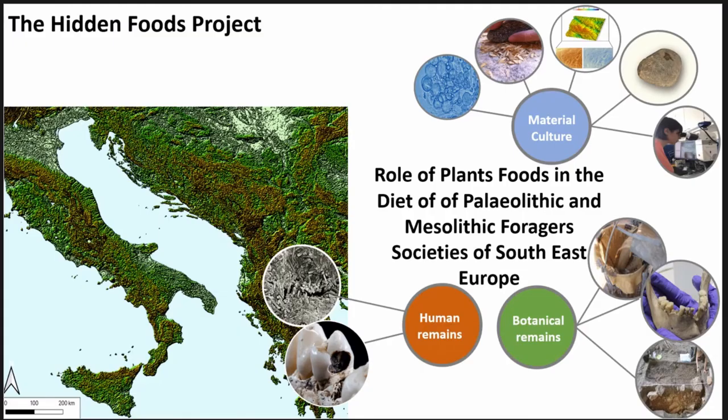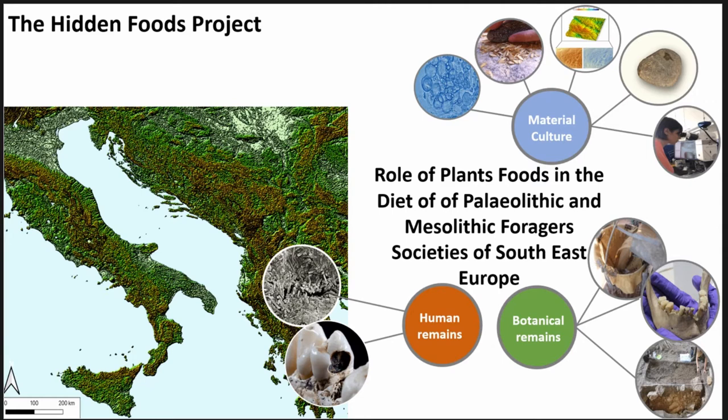The methodology I'm going to present to you has been developed as part of the larger framework of the ERC-funded Hidden Foods project. The Hidden Foods project focuses on the role of plant foods in the diet of Paleolithic and Mesolithic forager societies over Southeast Europe, and tackles it through different strands of evidence.